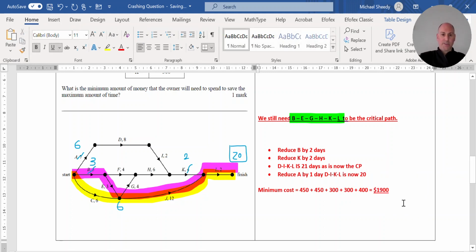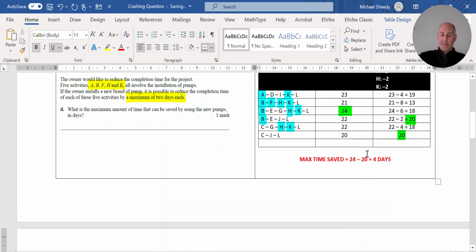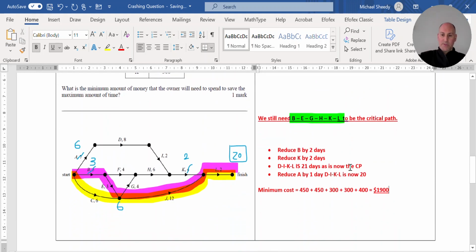The minimum cost to save the maximum time, which is those 4 days, the minimum cost will be $1,900. Hopefully this has given you a bit more of an insight on how you can crash a network involving costs.